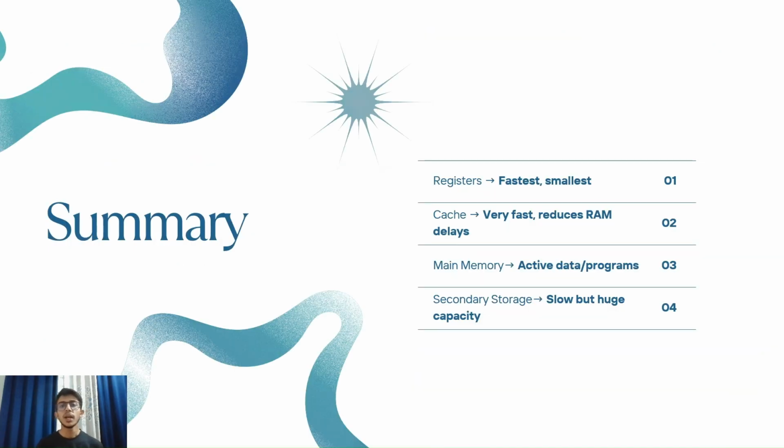Alright, to summarize, registers are fastest but smallest. Cache is very fast and reduces RAM delays. Main memory stores active data and programs. And secondary storage is slow but huge in capacity.